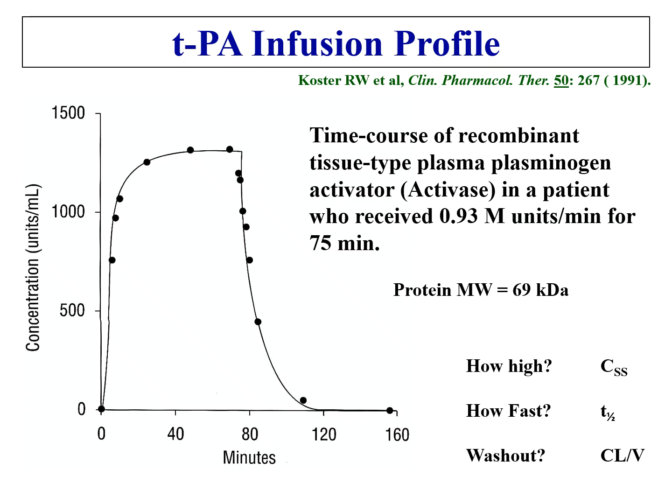Here's an example of a drug, actually a protein, that was given by constant rate infusion. You see the concentrations versus time. You see the plasma concentrations rising up to what appears to be a steady state. The infusion stops at 75 minutes, and there's washout of the drug. So this is a typical profile. What can we learn about it? We want to know how high it goes, the concentration at steady state. How fast it rises, what determines that? And what determines the washout kinetics?